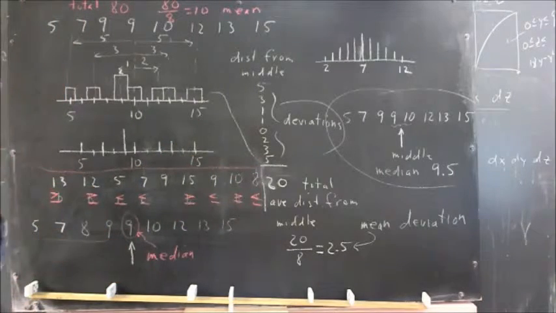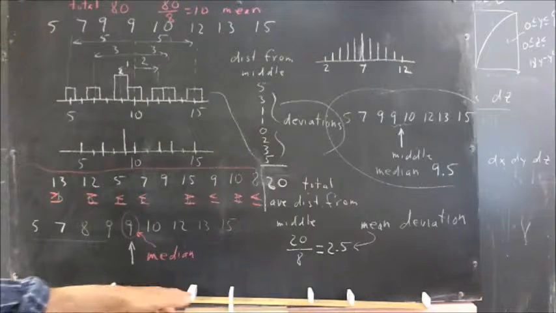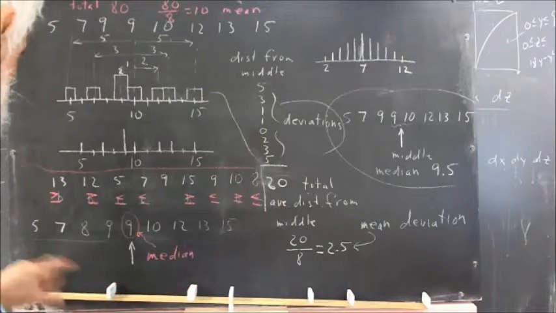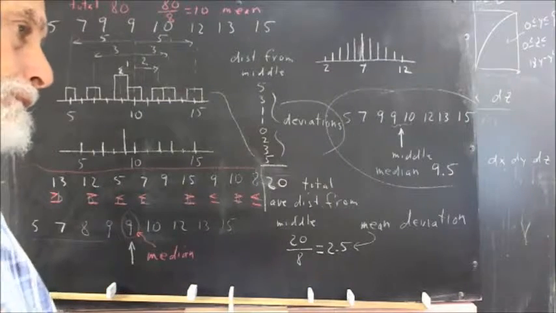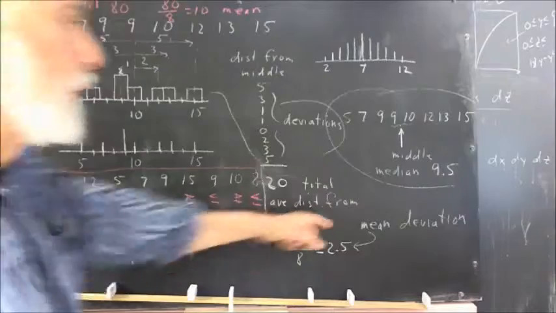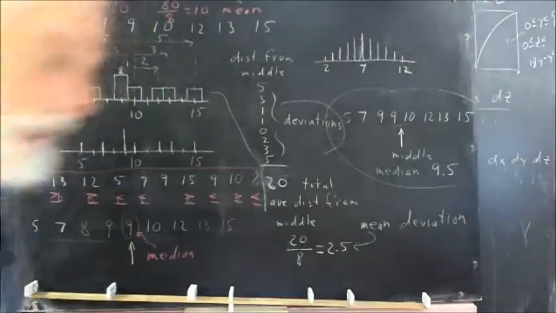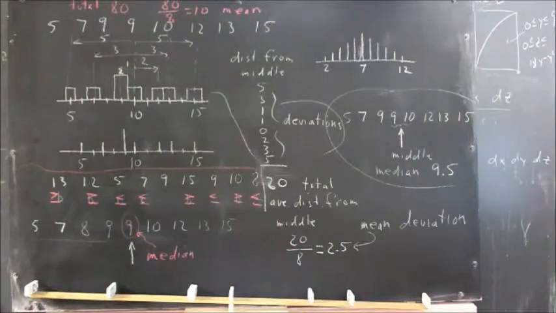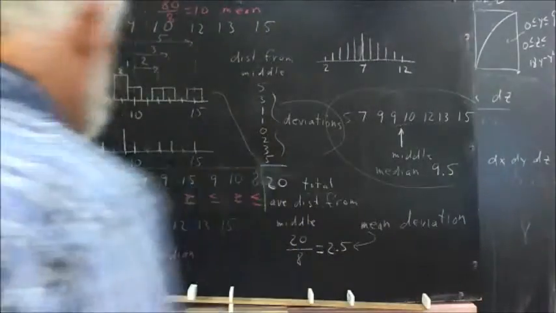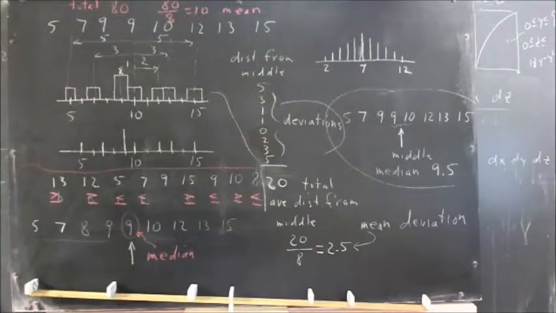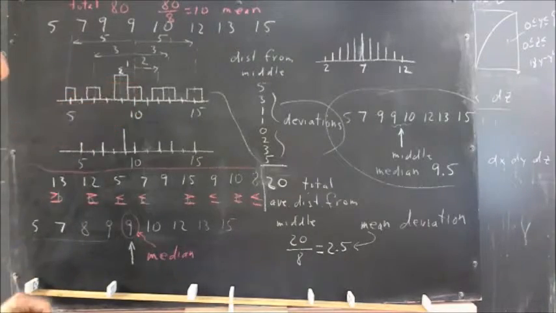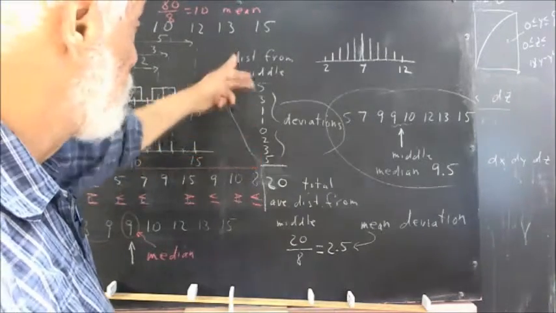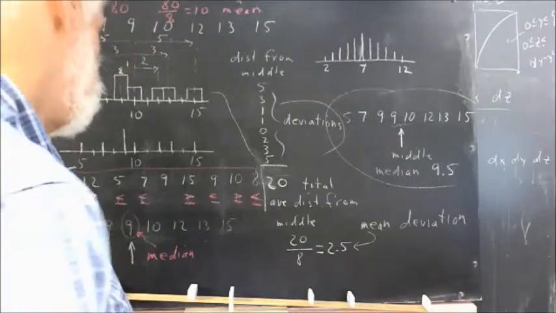Well, what would happen if I moved all of these dominoes except the ones on the end further from the middle? Okay, what would happen to our mean deviation? If we move all but these two further from the middle, the mean deviation is going to increase because these deviations are going to increase. We're going to get bigger numbers for all but the 5 and the 5 here.